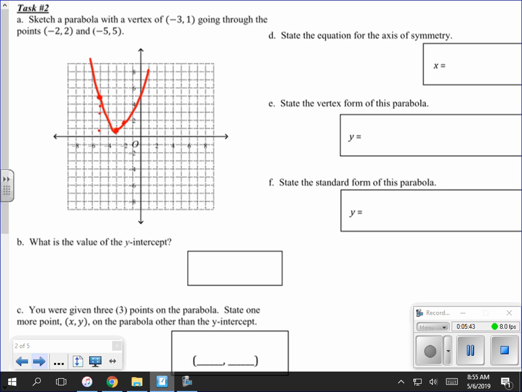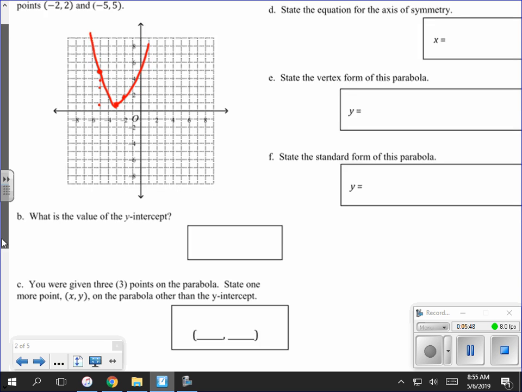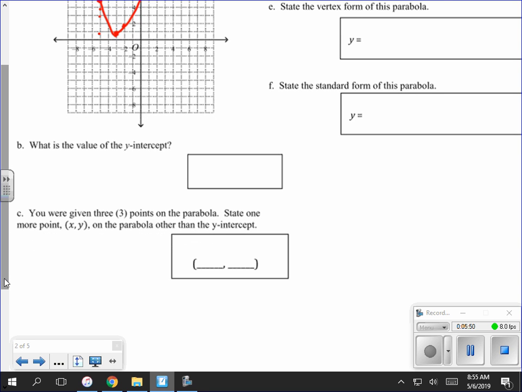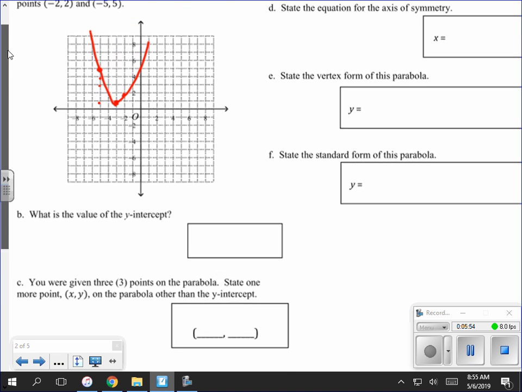There we go. What is the value of the y-intercept? Come back to that. It's easy enough to come back to that. You were given 3 points. State one that's not on the parabola. Once again, I'm going to come back to that one.